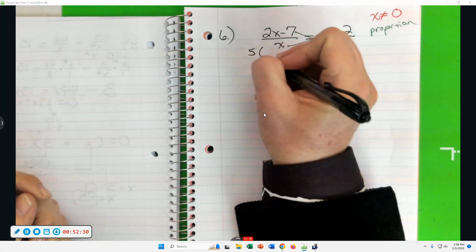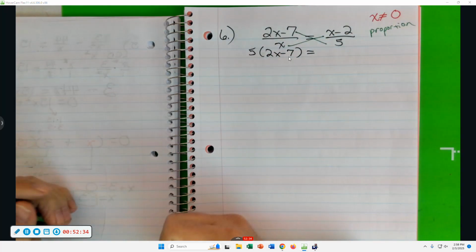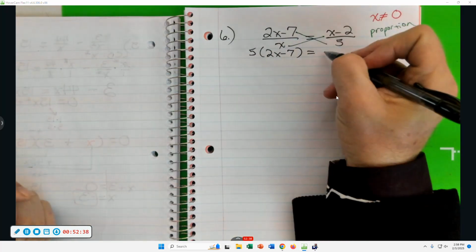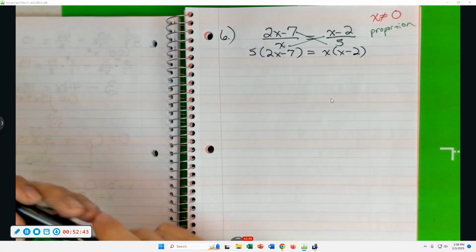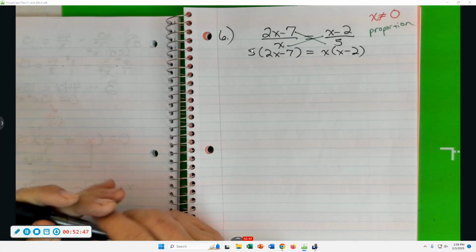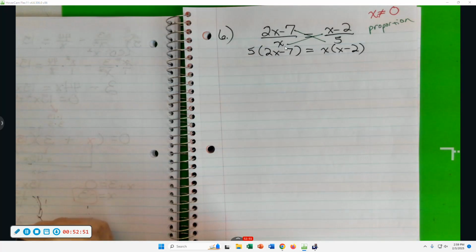Take the 5 times the 2x minus 7 equals, you take the x times the x minus 2. So now I'll ask the question again. What are we going to do to perform that multiplication? What are we going to do to multiply 5 by 2x minus 7? Starts with a D. Distribute.